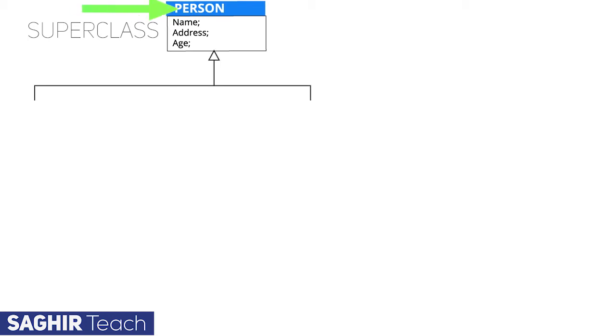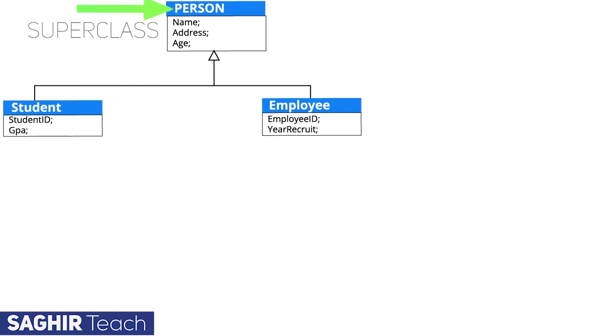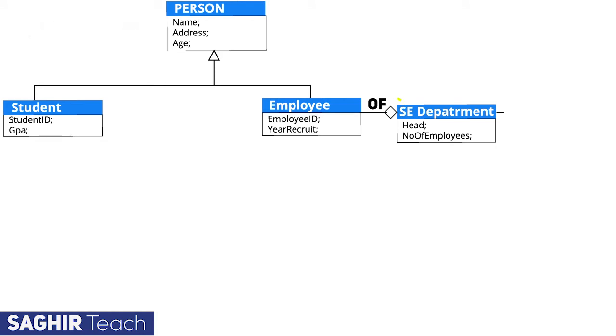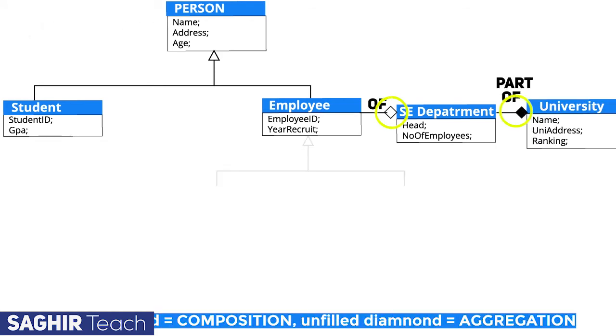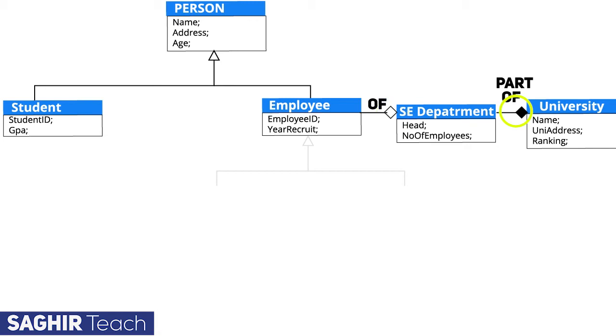Student will contain student ID and GPA, which is different from employee, and employee will contain employee ID and recruitment year, which is different from the student class. So these subclasses will contain different properties along with the properties of the person class as well. We'll also clear up composition and aggregation of the classes. Employee is of software engineering department, a relation of aggregation, and this software engineering department is a part of the university.